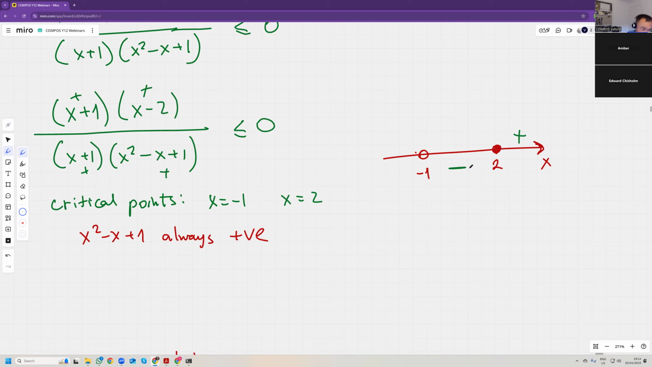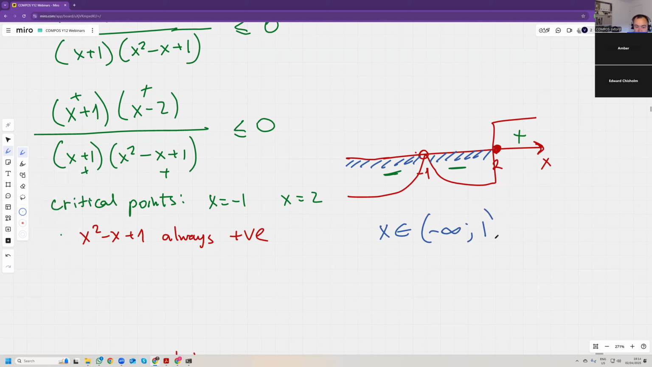So positive, negative. Now at minus 1, the sign changes twice, because there are 2 x plus 1 brackets, so the sign doesn't change overall. So positive, negative, negative. We go square bracket, round bracket, round bracket. And then the question is, where is this thing negative? And it's negative here, and it's negative here. So we say x is from minus infinity to 1, and from 1 to 2, including.